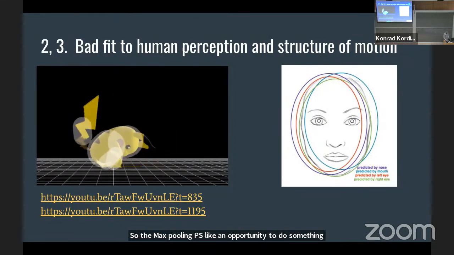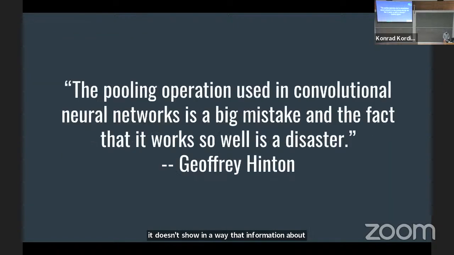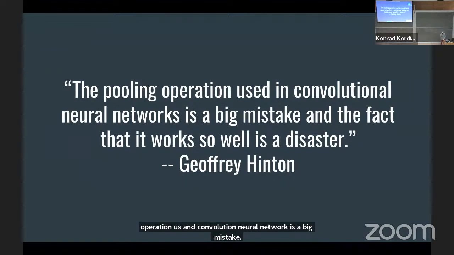It doesn't use properly the structure of motion, and it does not account for the offset in its computation. So it kind of doesn't use where things are. It does ensure in a way that information about localization is erased, which is not good because we use it. So here's what Jeff Hinton says about it. He says it much better than I ever could. He says the pooling operation used in convolutional networks is a big mistake, and the fact that it works so well is a disaster.